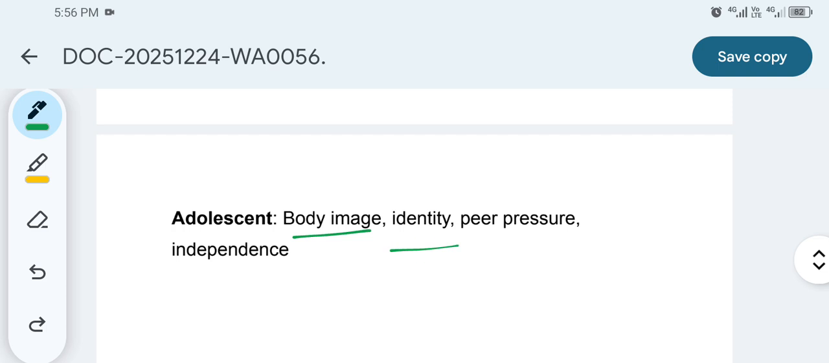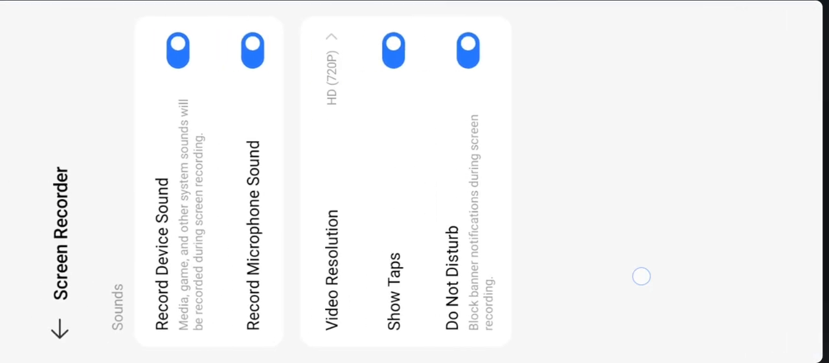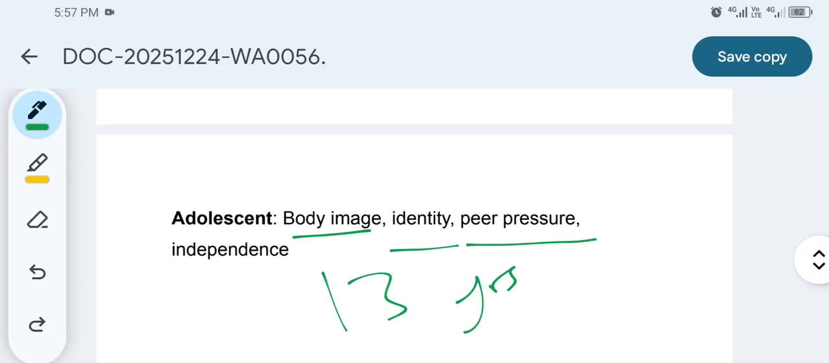Identity, you know, they also want to know their parents. They know me, I'm this, my mother is that. They also experience some peer pressure, because at this age they are usually 13 years of age. They fear peer pressure, and they also want their independence. They also want their privacy, in other words. They don't want that to be breached.